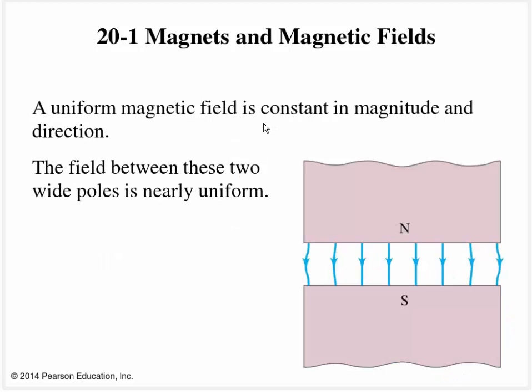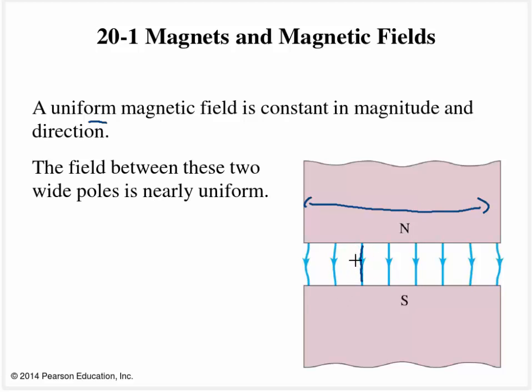Now pretty much for everything we're going to talk about in this class, we're going to talk about uniform magnetic fields. So, magnetic fields that aren't really changing in magnitude or direction. The reason we do that is because it becomes a real bear to deal with magnetic fields that are changing. What we're saying here is that we're going to look at magnets that are really, really big in extent.